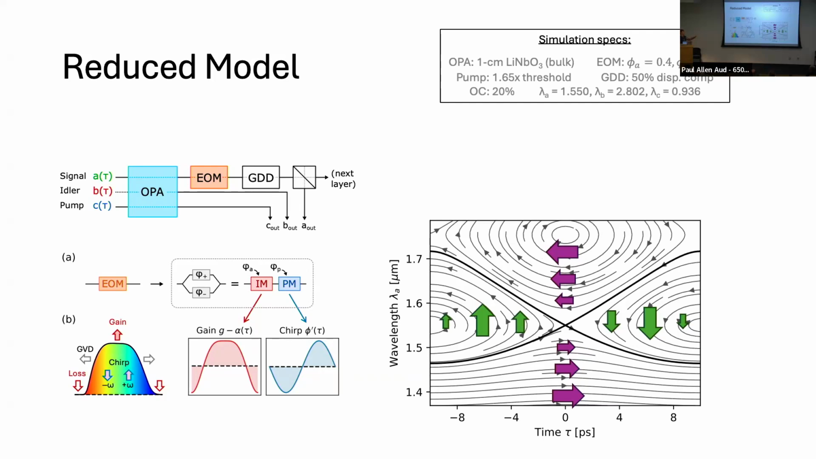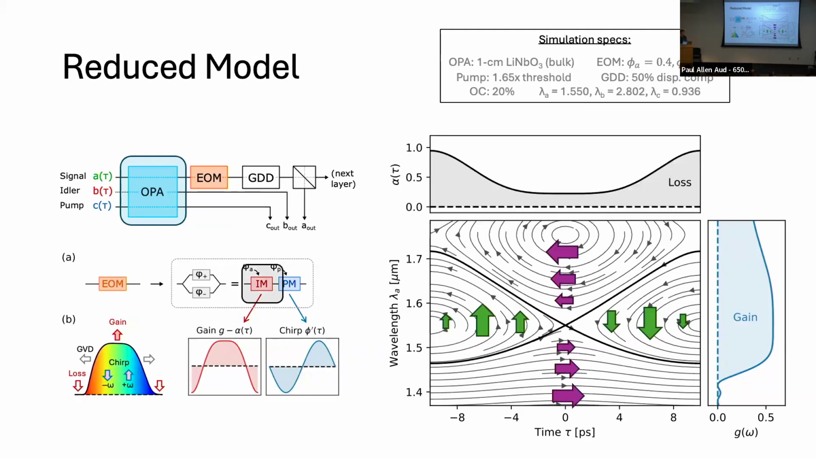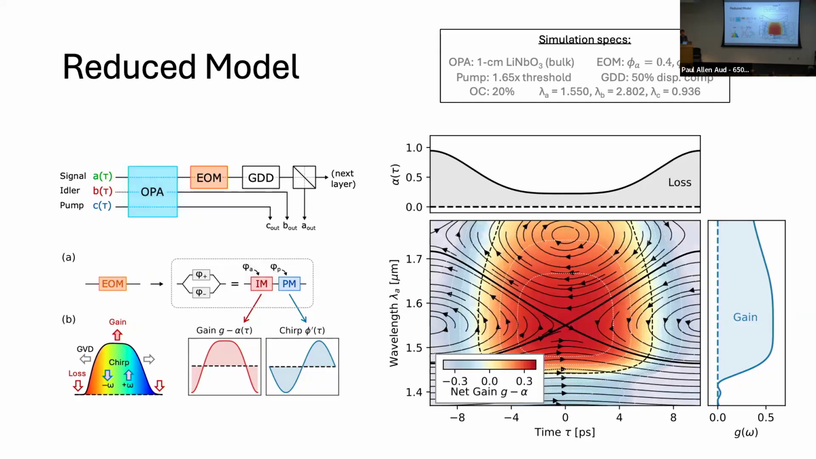And for this simulation, I'm assuming very generic properties for free space QAM OPO, but this would also work with integrated. So finally, this is an OPO, so it has gain, and the gain is going to be limited by phase matching, so it's wavelength dependent. And you're going to have loss that's time dependent because that's set by this intensity modulator. So those things trace out a gain region in phase space.